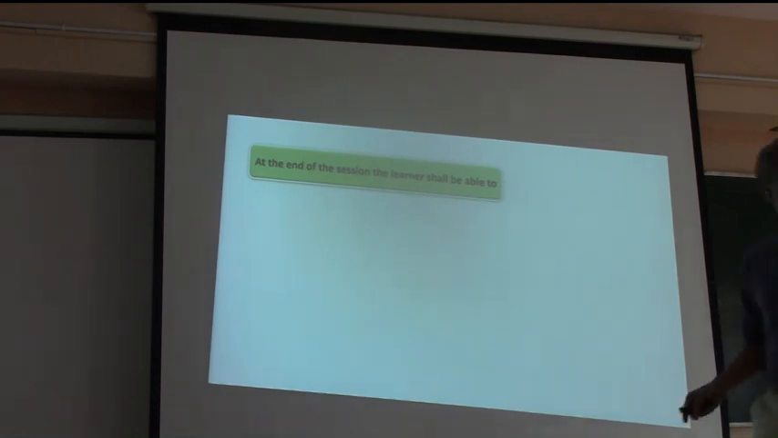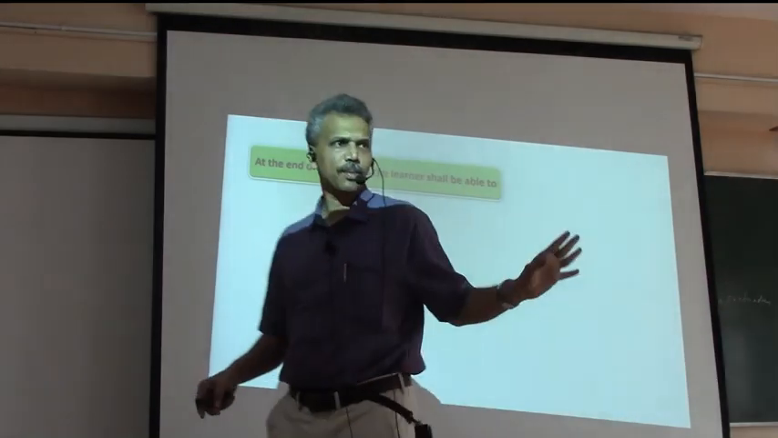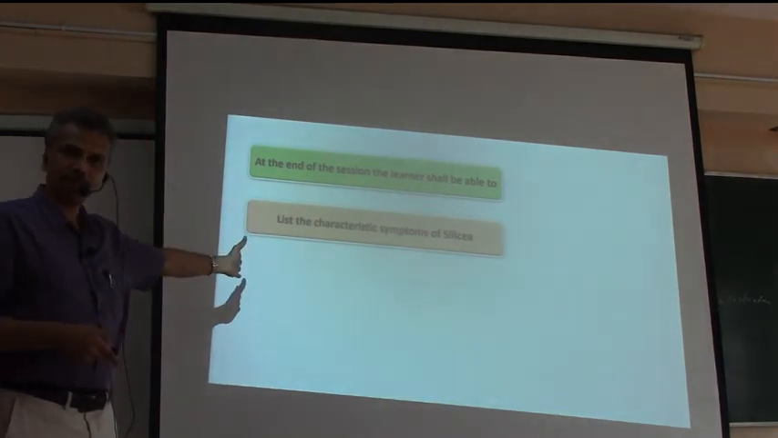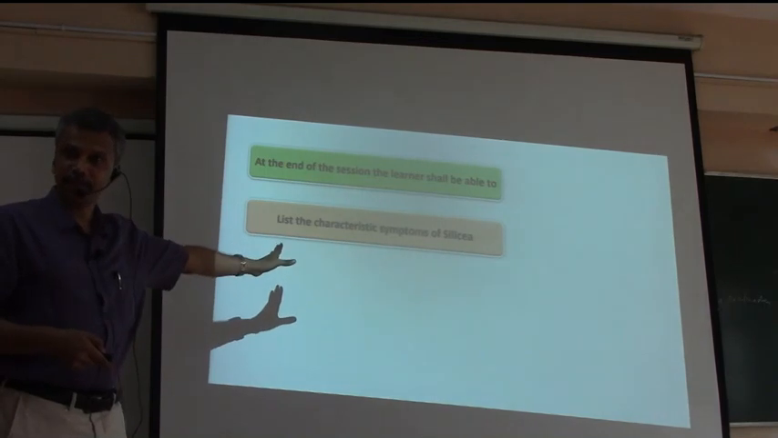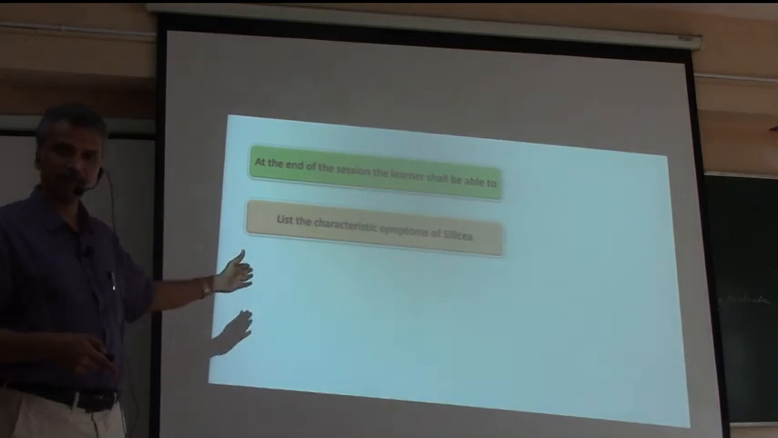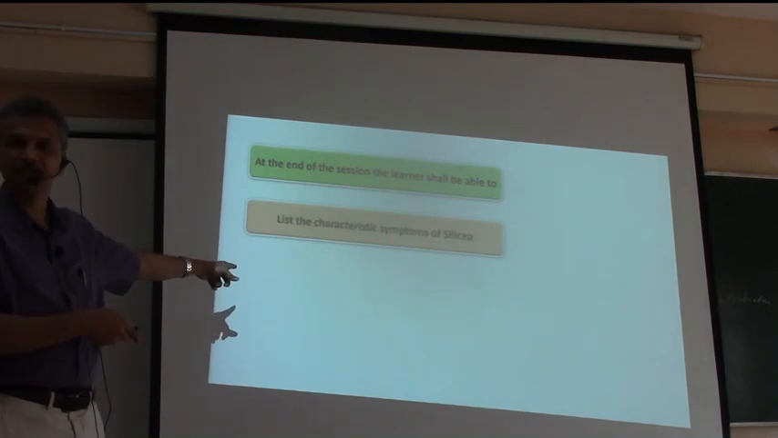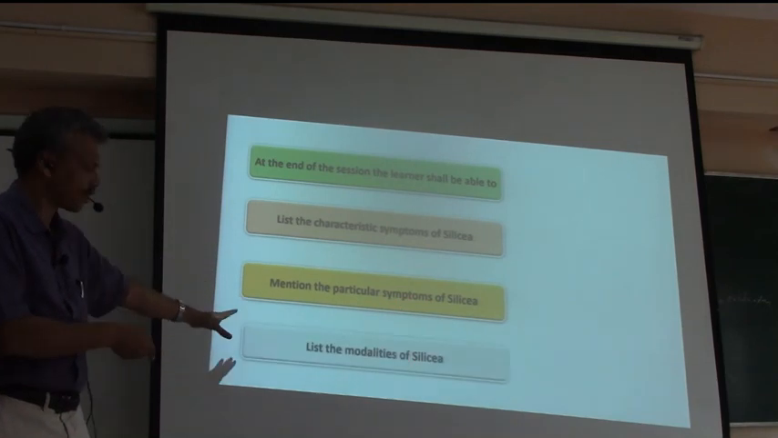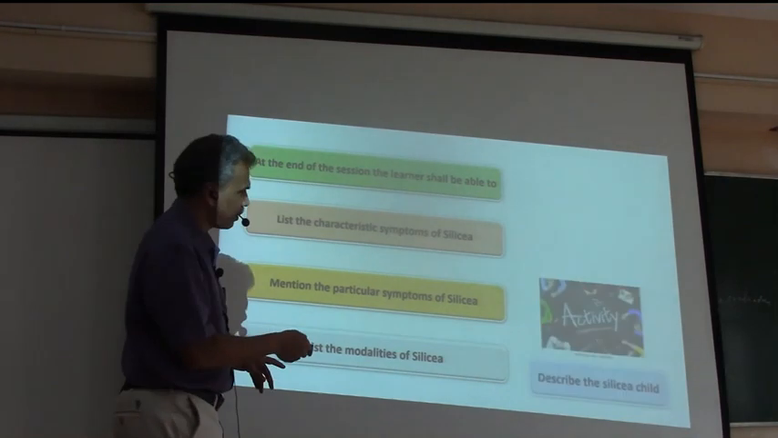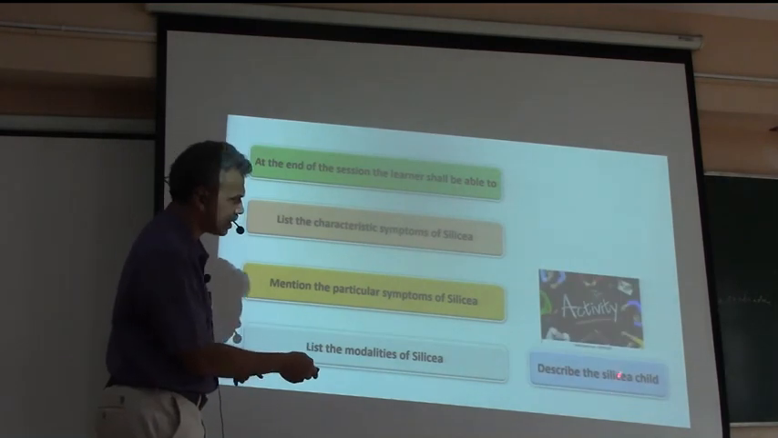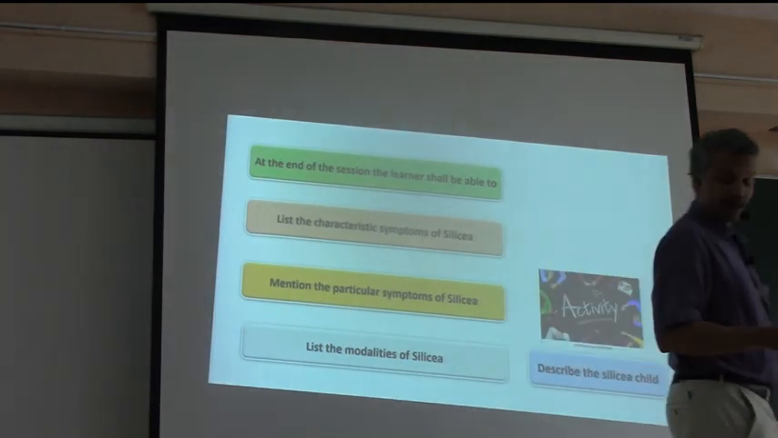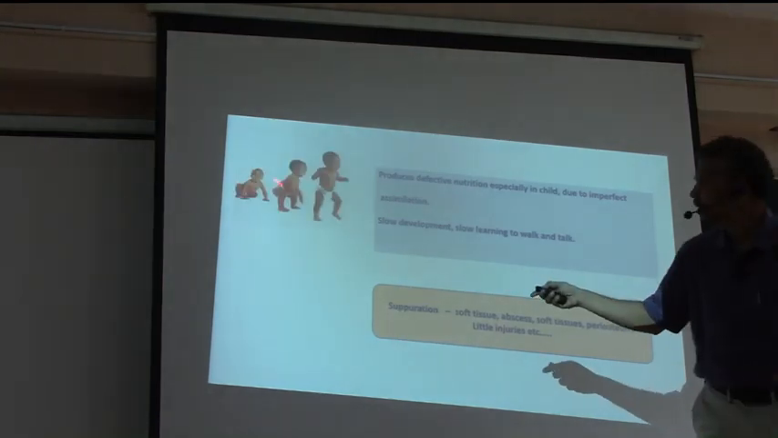Now for today's session, I have some objectives. This is important: what is it that you as a learner are going to understand? We stopped at the mind, the mental symptoms I gave you last. So I'll be starting with characteristic symptoms and we'll look at a few particular symptoms of Silicea, and we will conclude with modalities. If time permits, we'll try to take up the Silicea child. This will be an activity. You understand, you focus and we'll come back.